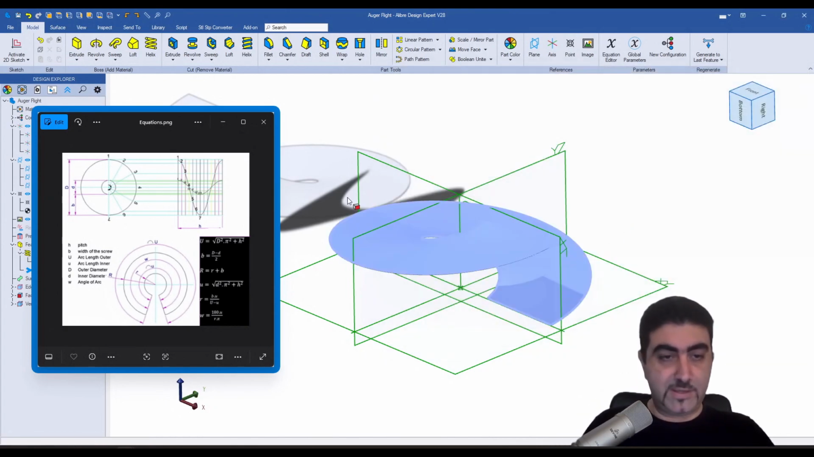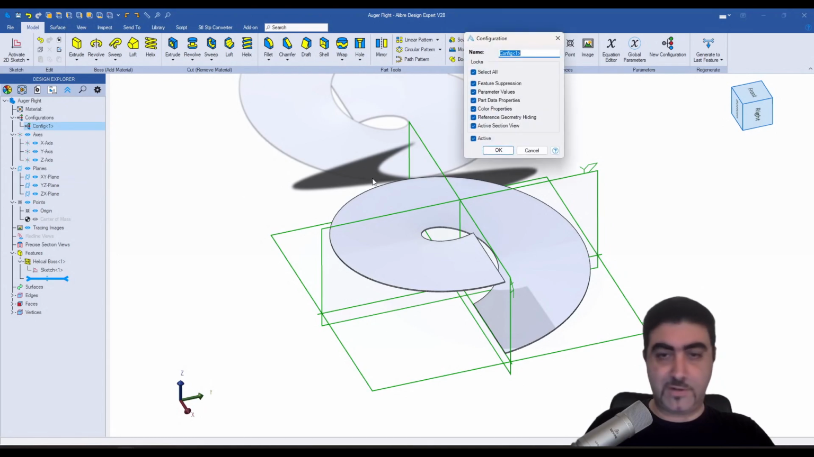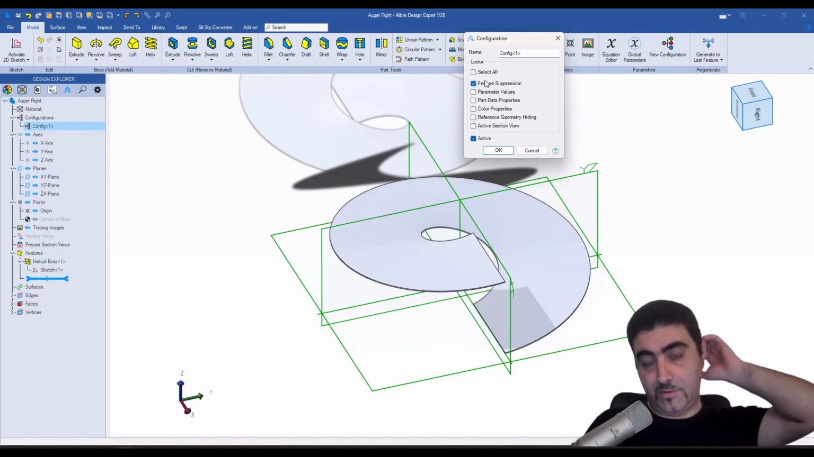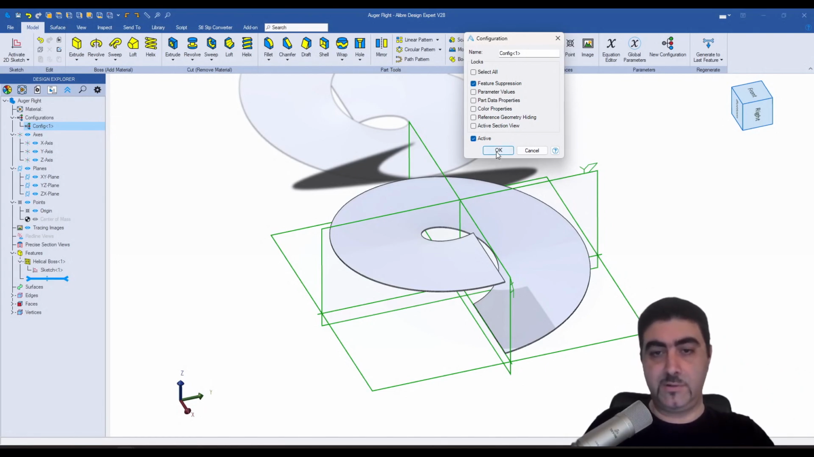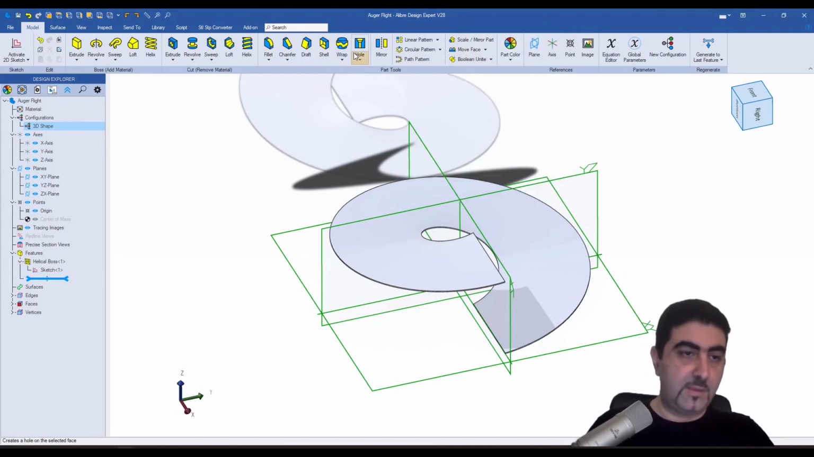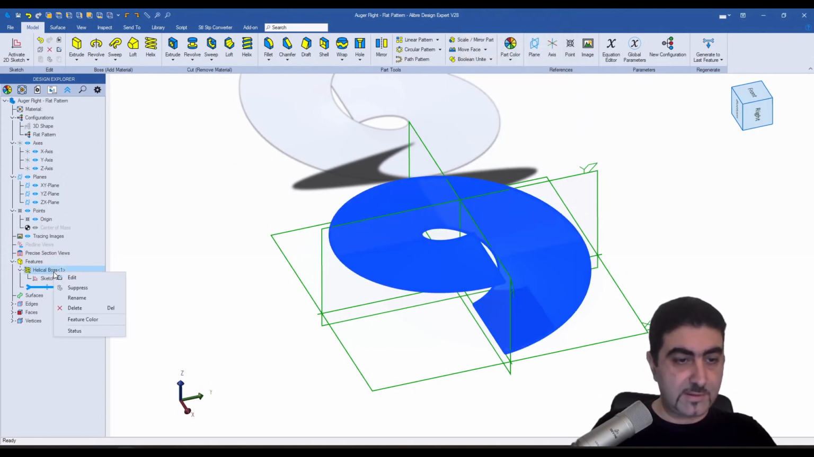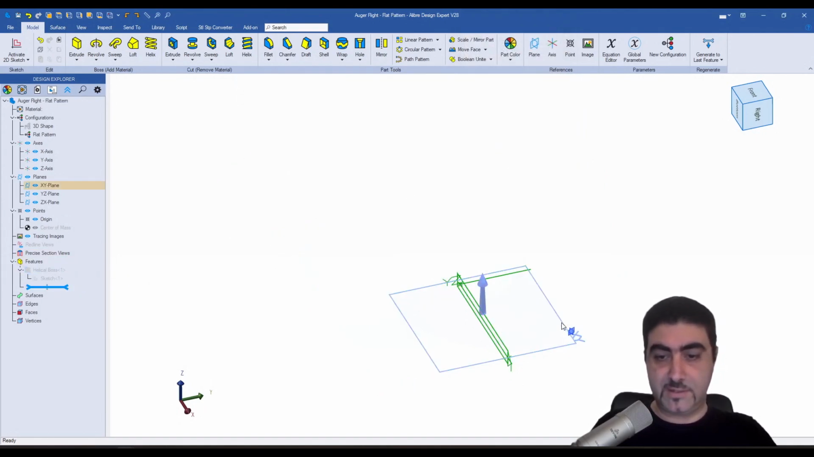So now I hit OK. I don't need this anymore. And what I'm going to do is go here and first of all edit this configuration, make only feature suppression available in the configurations, and call this 3D shape. Then I'm going to make a new configuration based on that and call it flat pattern. Active, and I will suppress this.